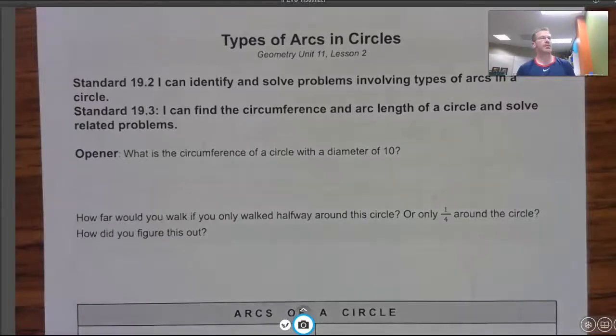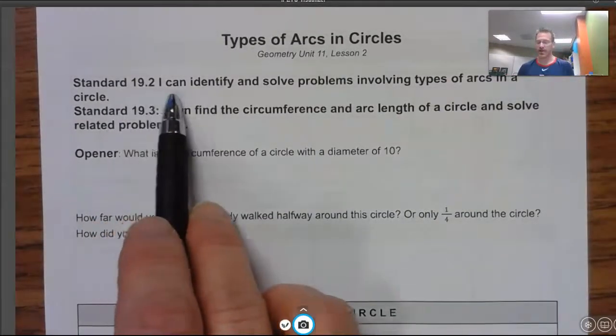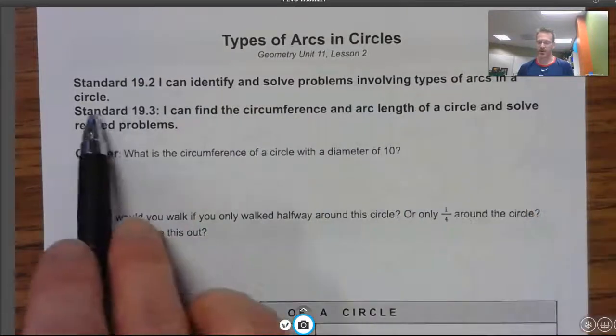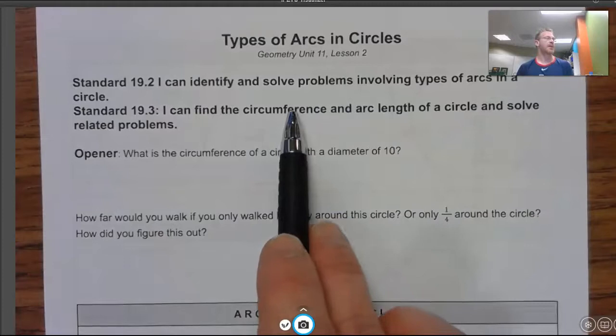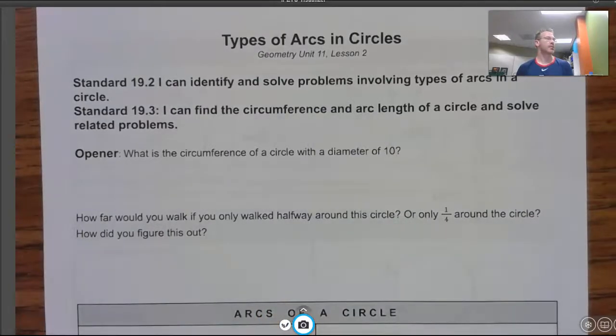All right, we're going to continue our work with circles, and today we're going to shift from talking about lengths like segments and lines to arcs in a circle. So you can see that's our next two standards here. I can identify and solve problems involving types of arcs in the circle, and then we talked about circumference in our last lesson, and we're going to talk about arc length of a circle today.